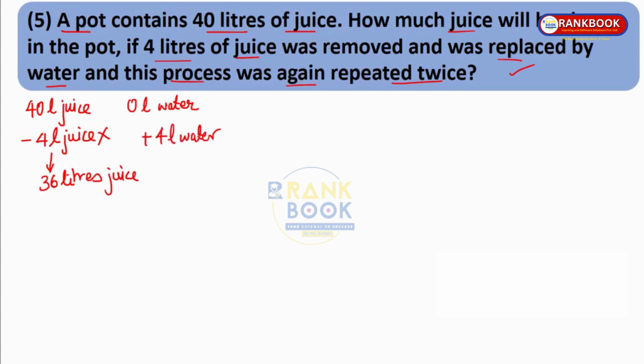The corresponding amount of water is added. So how much water is there now in the pot? 4 liters of water. So what is the ratio of juice to water? It is equal to 36 is to 4, 36 liters to 4 liters. We will not reduce it. We will keep it as it is.